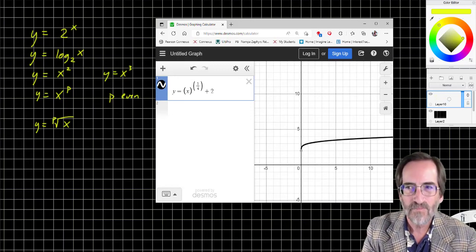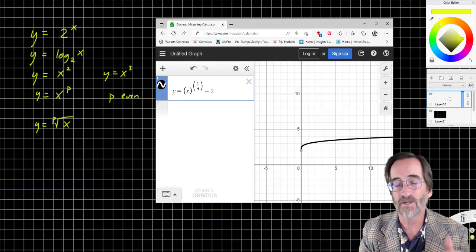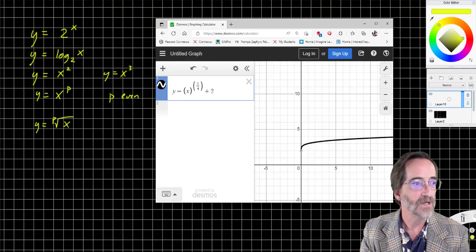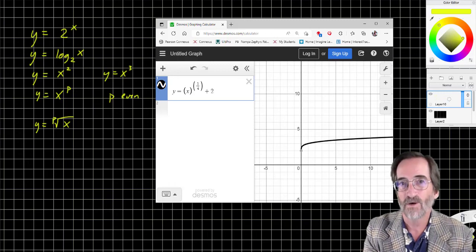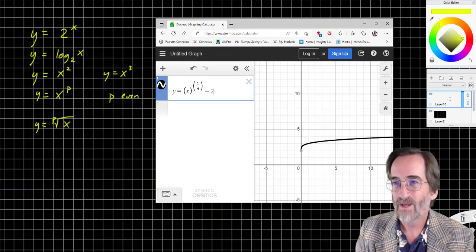Okay? So exponential functions and logarithmic functions are inverses. Power functions and root functions are inverses as well. Okay, so hopefully that helps.